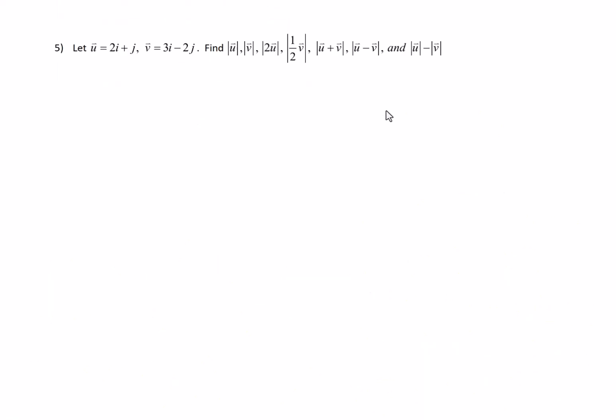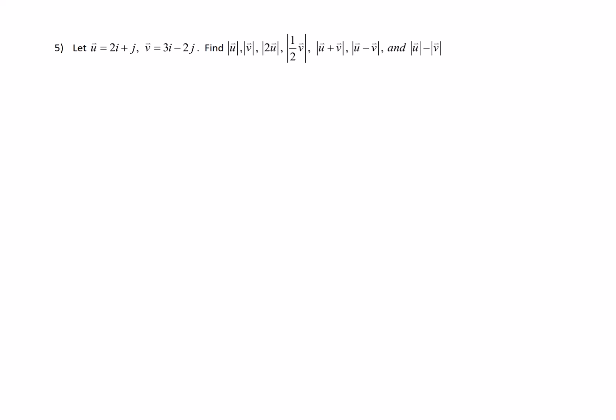All right, let's move on and do one more example in this topic here. We're going to let vector u equal 2i plus j. Okay, so we have vector u given in ij format there. And then vector v is going to be given as 3i minus 2j. And we want to find several expressions related to those vectors.